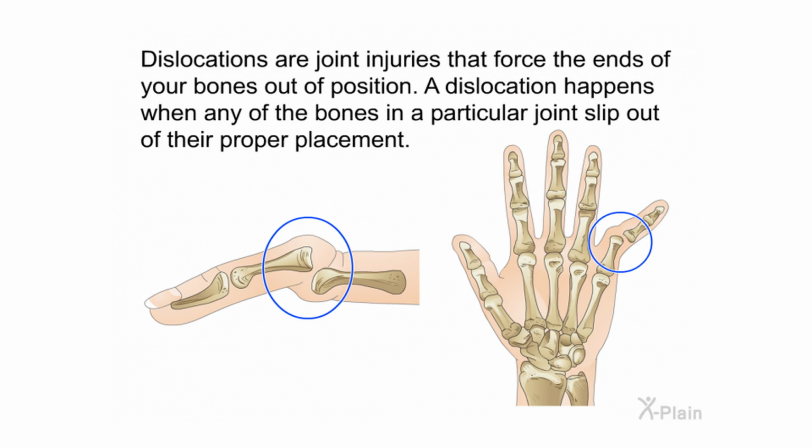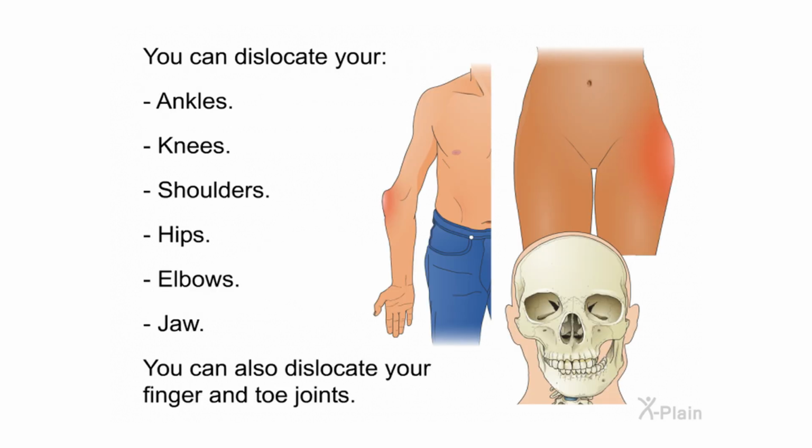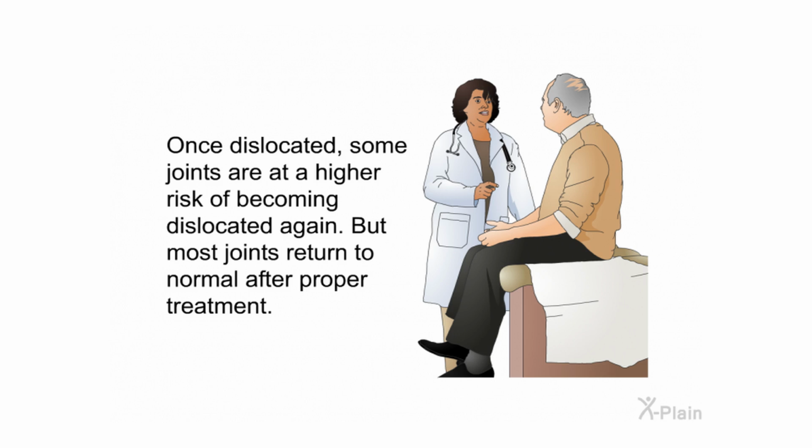Dislocations are joint injuries that force the ends of your bones out of position. A dislocation happens when any of the bones in a particular joint slip out of their proper placement. You can dislocate your ankles, knees, shoulders, hips, elbows, jaw. You can also dislocate your finger and toe joints. Once dislocated, some joints are at a higher risk of becoming dislocated again, but most joints return to normal after proper treatment.